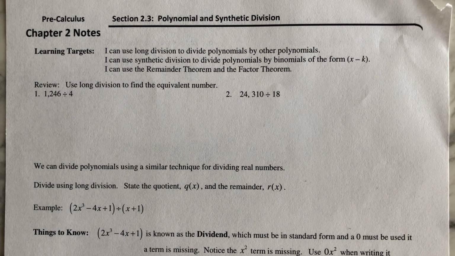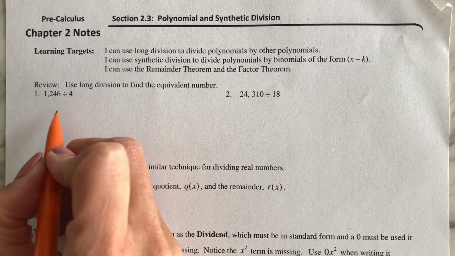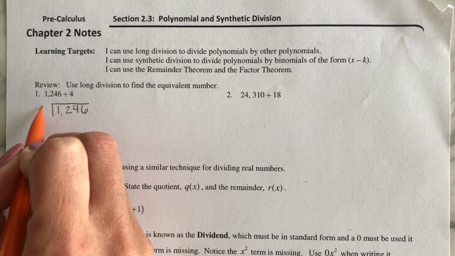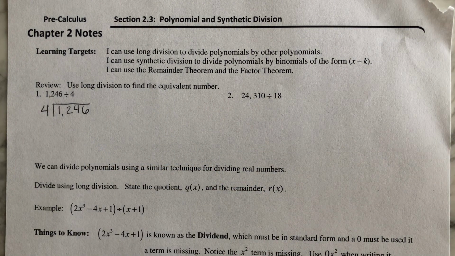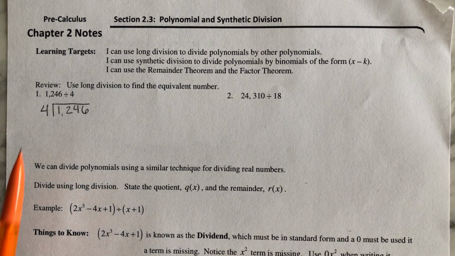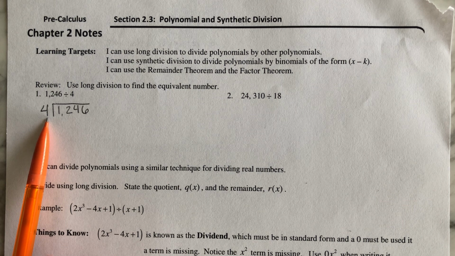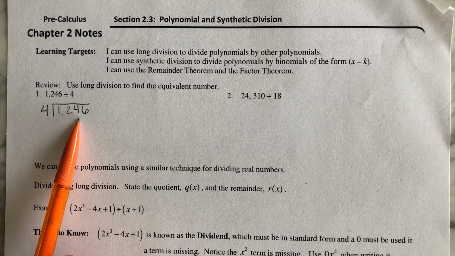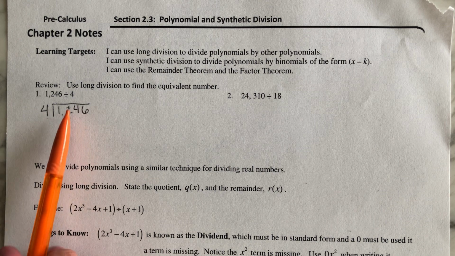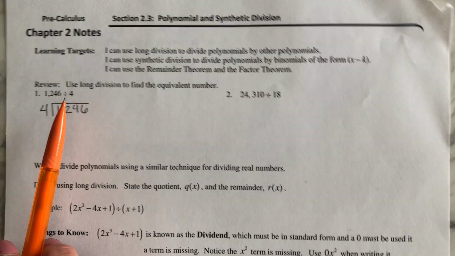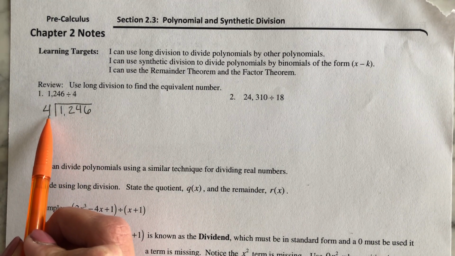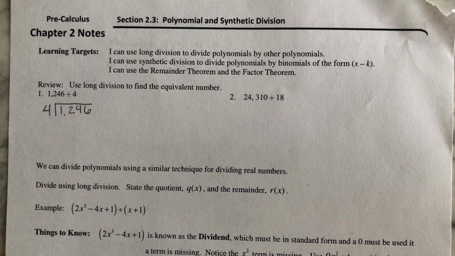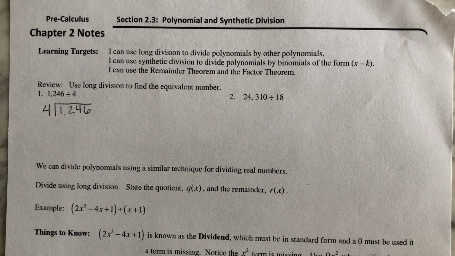So number one, I have 1,246 divided by 4. Quick review here, the 4 is called the divisor, and the 1,246 is called the dividend. And what we get for our answer is called the quotient. So divisor and dividend, answer is the quotient. Be familiar with those terms.